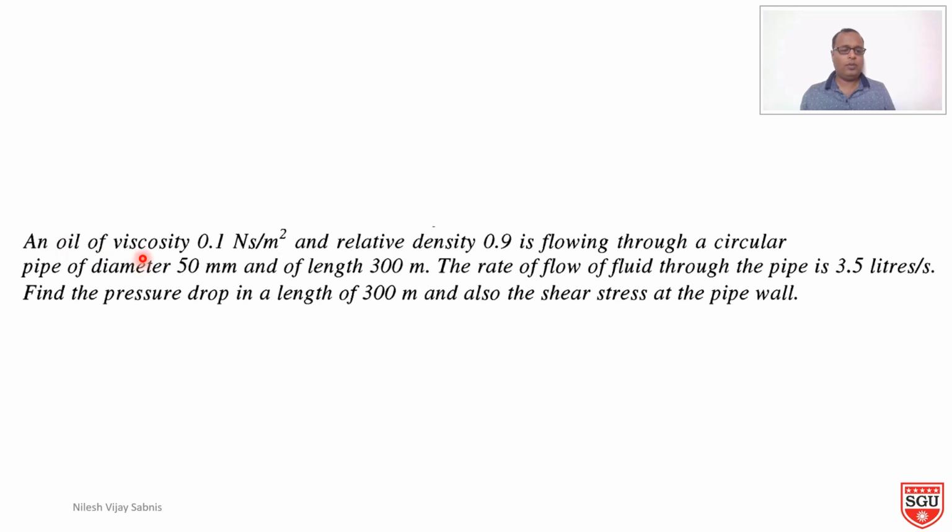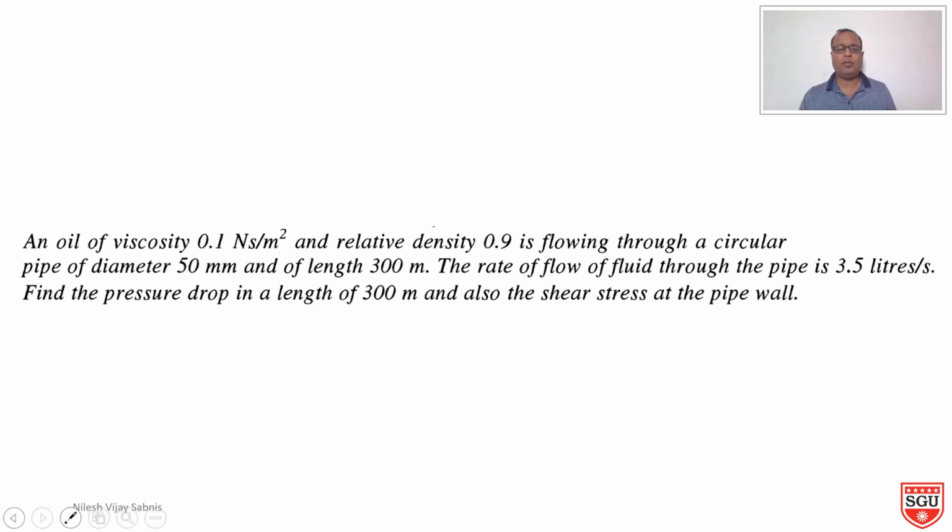An oil of viscosity 0.1 Newton second per meter square and relative density 0.9 is flowing through a circular pipe of diameter 50 mm and of length 300 meter. The rate of flow of fluid through the pipe is 3.5 liters per second. Find the pressure drop in the length of 300 meter and also the shear stress at the pipe wall.